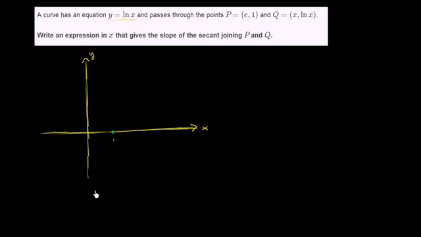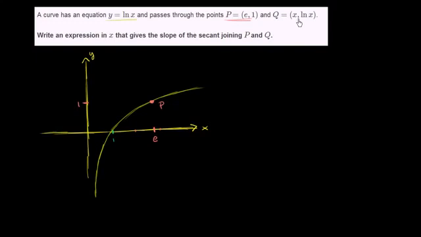Something like that. And we know it also has the point (e, 1) on it. So it has the natural log of e. So if that's 1, that'll be about 2, that'll be about 3, so that is roughly e right over here, and that's the point (e, 1). And I'll just mark that as P. They already gave us a label for it. So that is P.